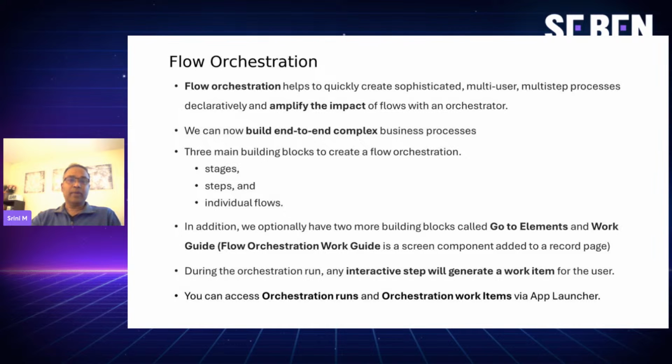If it is waiting on approval by somebody and it's there for a long time, you can go to the orchestration run through the app launcher, and you'll be able to monitor where it is and all. And you can also debug it from there, right? If something happened, you can verify that. And work items, same thing, you can access through the app launcher.